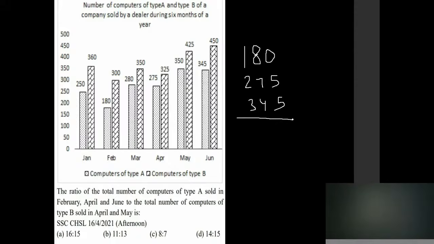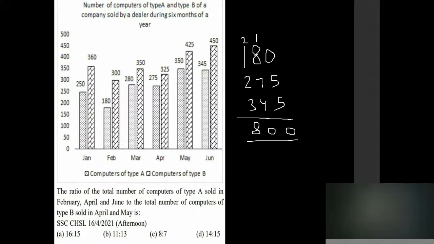Next, after that, we should also calculate type B in April and May. First of all, let us add the numbers in type A. So it is 180 plus 275 plus 345. First we get 0 here. Next, again, we get 0 here. Next, 800. Now, coming to type A, we got the total value as 800.